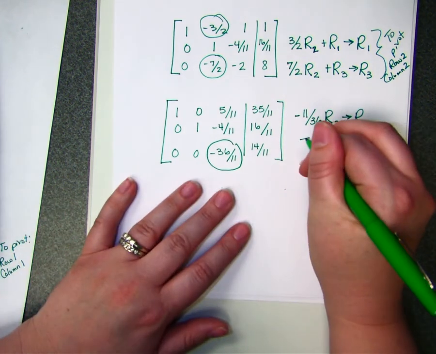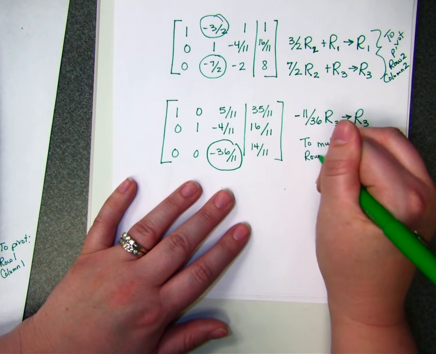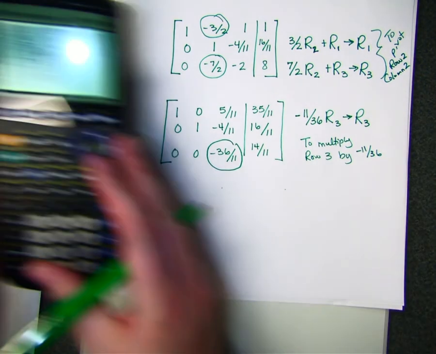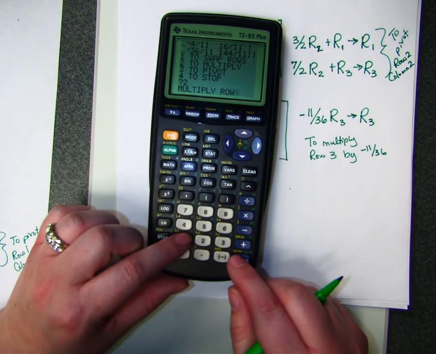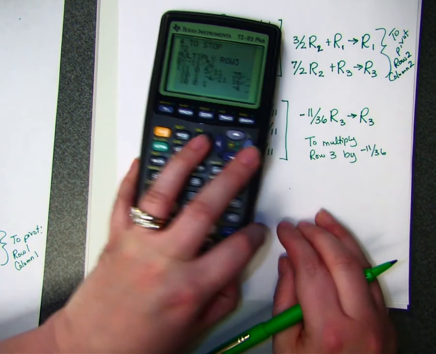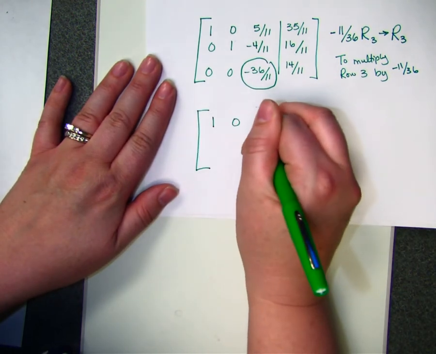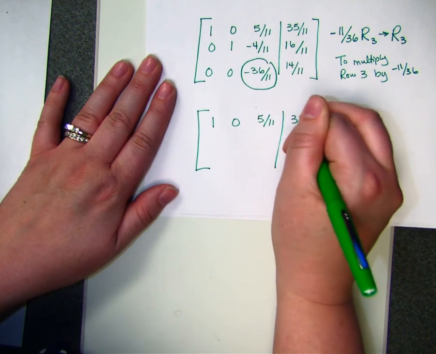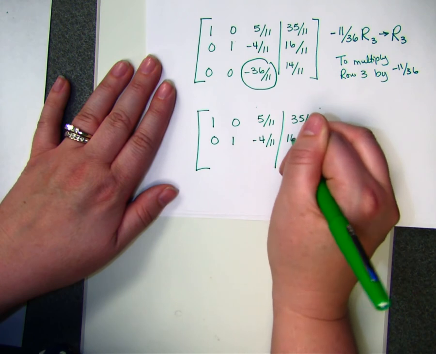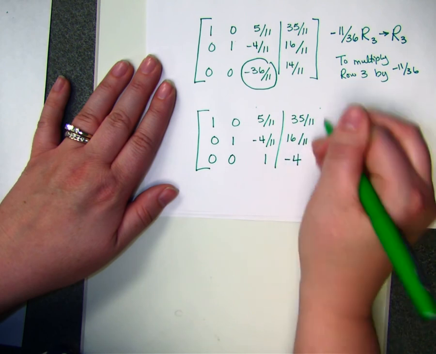So in your calculator, this is going to be to multiply row 3 by negative 11 over 36. So option number 2 to multiply row 3 by negative 11 over 36. This makes our new matrix 1, 0, 5 over 11, 35 over 11, 0, 1, negative 4 over 11, 16 over 11, and 0, 0, 1, and negative 4.